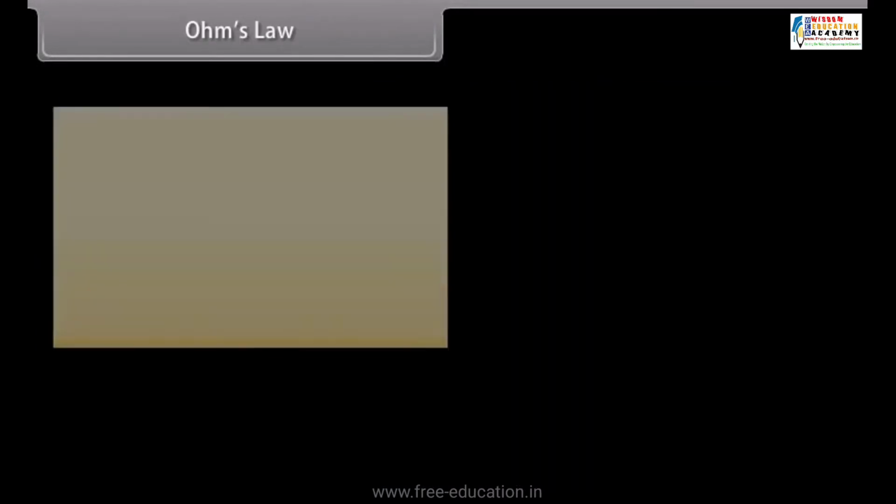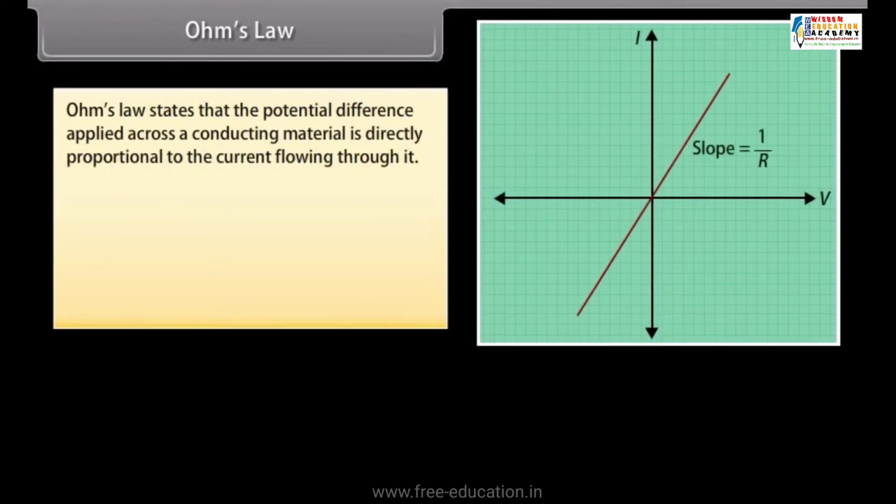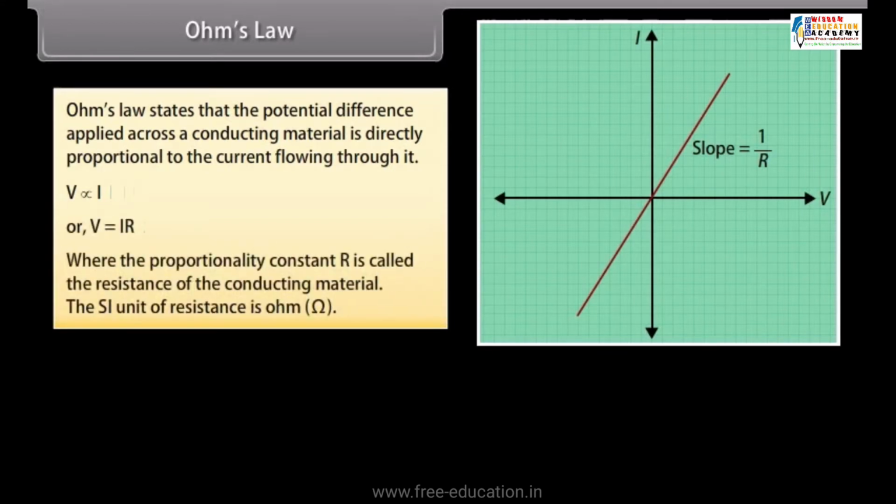Ohm's law. Ohm's law states that the potential difference applied across a conducting material is directly proportional to the current flowing through it. V is directly proportional to I, or V = IR, where the proportionality constant R is called the resistance of the conducting material. The SI unit of resistance is ohm.